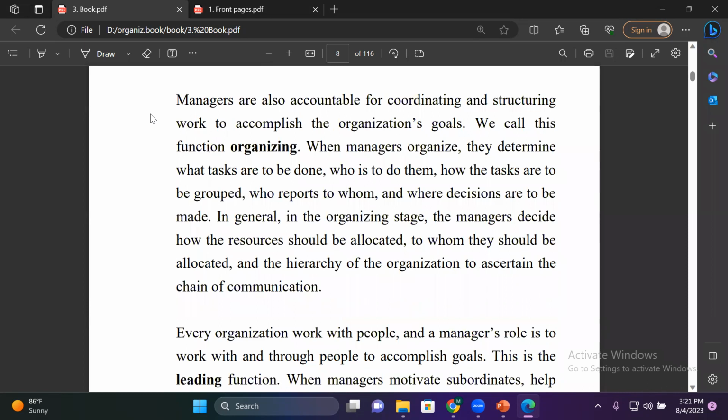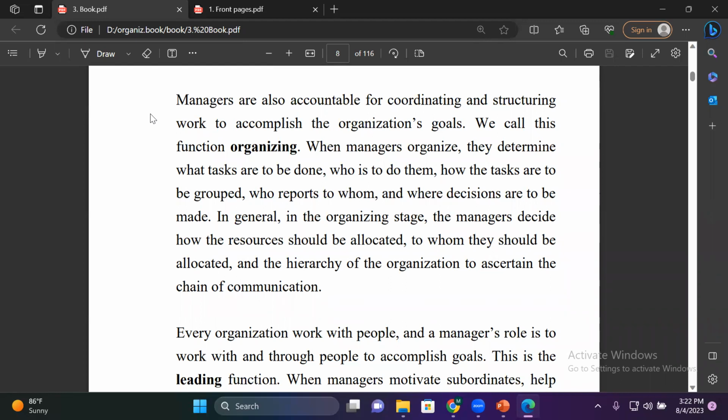Now, managers are also accountable for coordinating and structuring work to accomplish the organizational goals. Now, in all organizations, we are striving to achieve an organizational goal, right? So it should be coordinated and structured properly, otherwise we do not know how to organize things. When managers organize, they determine what tasks are to be done, who is to do them, how the tasks are to be grouped, who reports to whom, and where decisions are to be made.